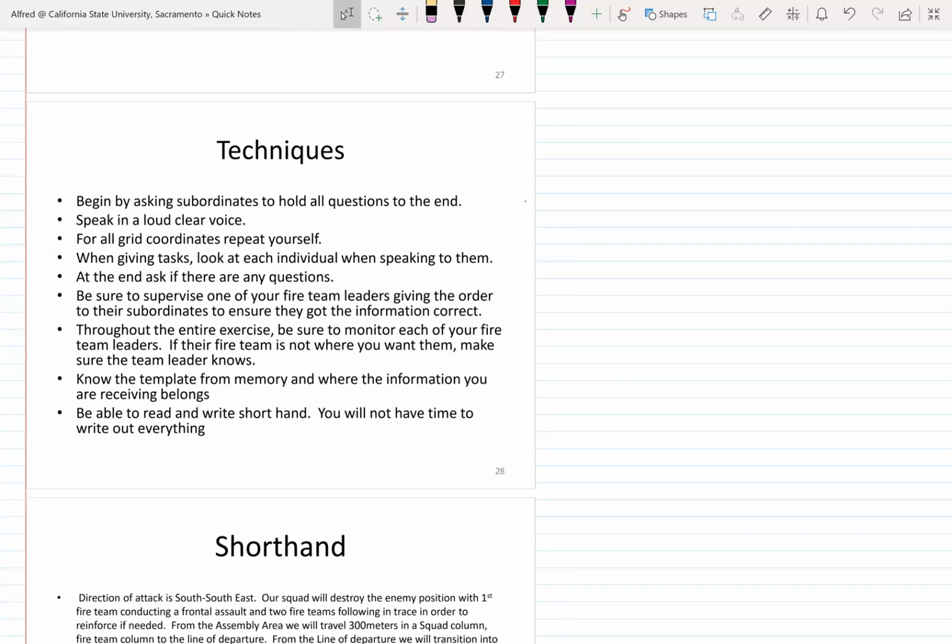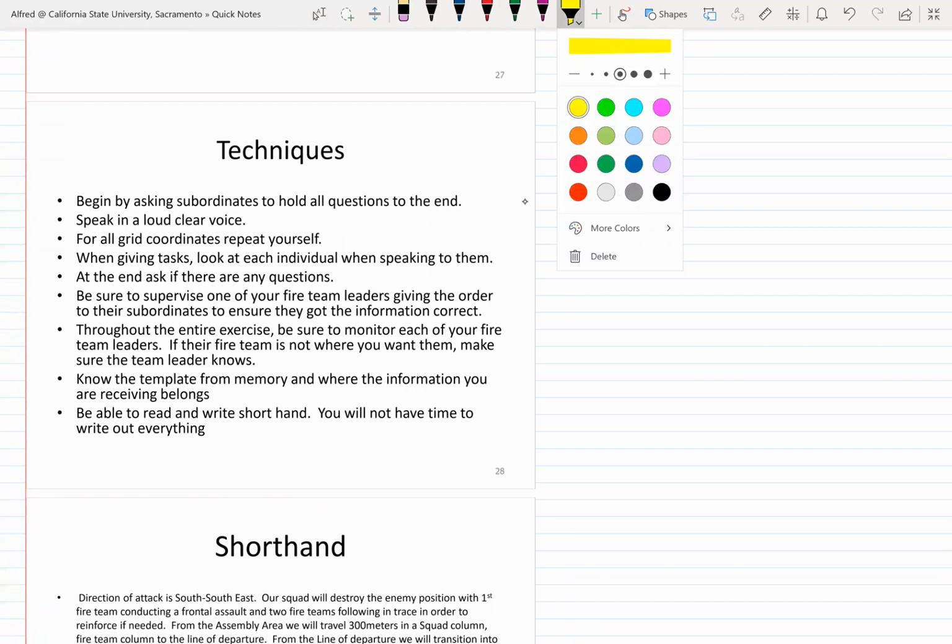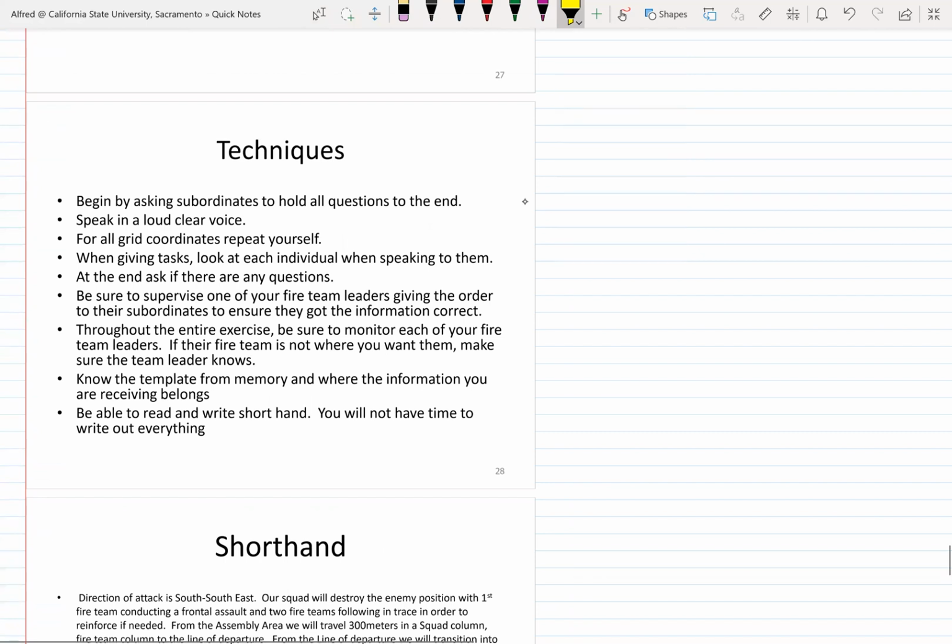But before you start your SULI, you should have your subordinates hold all questions until the end. Speak loud, clear, and make sense. That's a big part of it. Even if you say all the details and you get every section of it correct, but you sound bad, you might lose points for that just by itself.